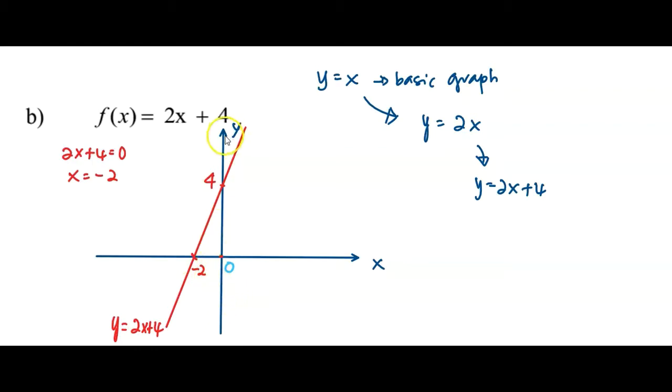Now, since the function did not restrict the domain, we can put an arrowhead over the endpoint to show that our graph is going to the right indefinitely and to the left indefinitely. At the same time, it is also going up and going down indefinitely. So this is our graph.